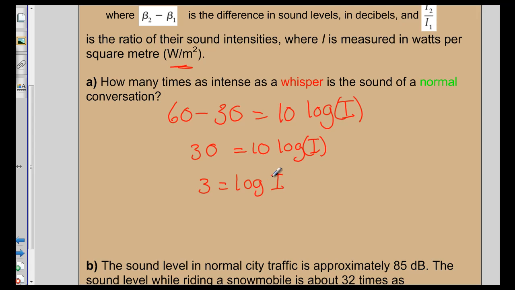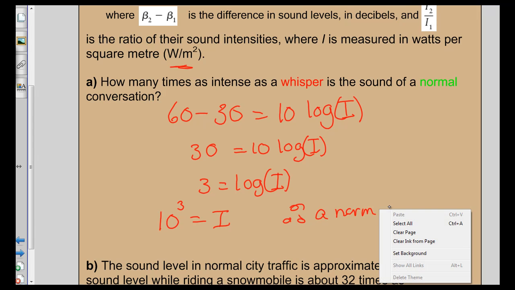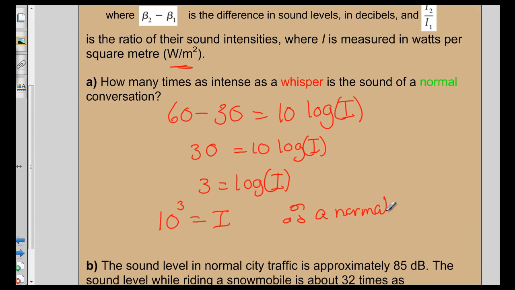Once again, to solve for intensity, we need to rewrite this as its exponential, and therefore we see that a normal conversation is 1,000 times as intense as a whisper.